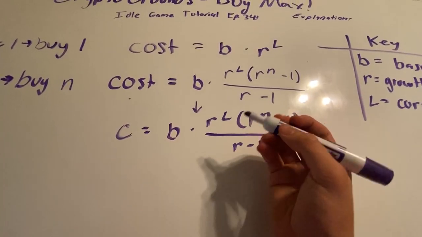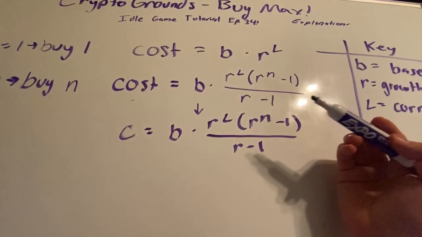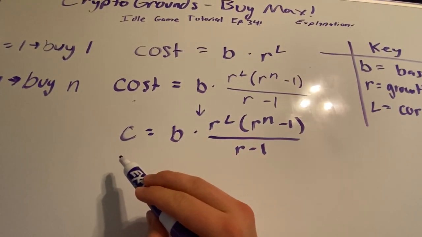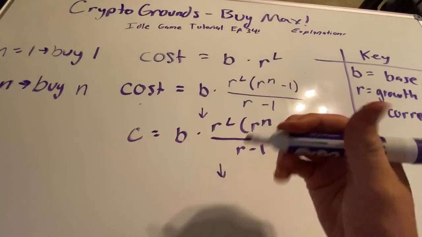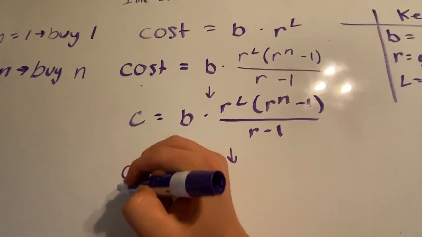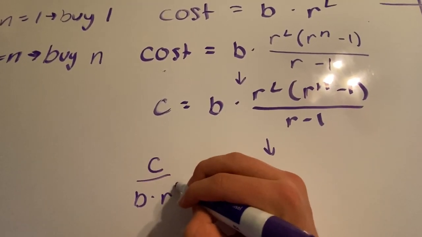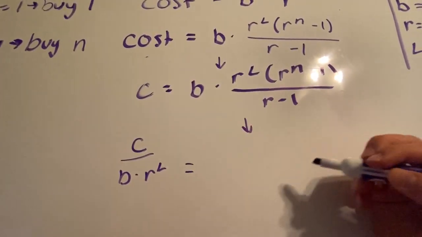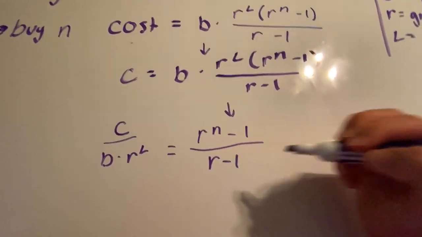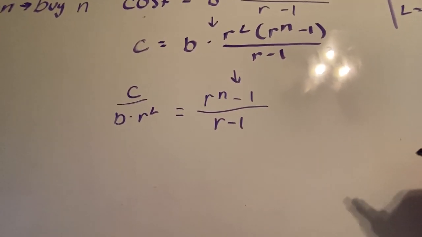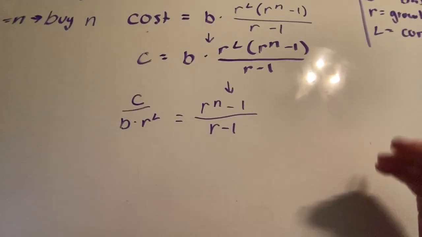So we're going to get C on this side, okay? So we can divide B to get it over here. We can divide R to the power of L to get it on this side. So we know that if we divide these things and put them on the other side, we have C divided by B times R to the power of L, okay? And this will equal R to the power of N minus 1 over R minus 1. Okay? You may see things are starting to look kind of familiar to our Bimax equation, right? Or our Bimax count equation.